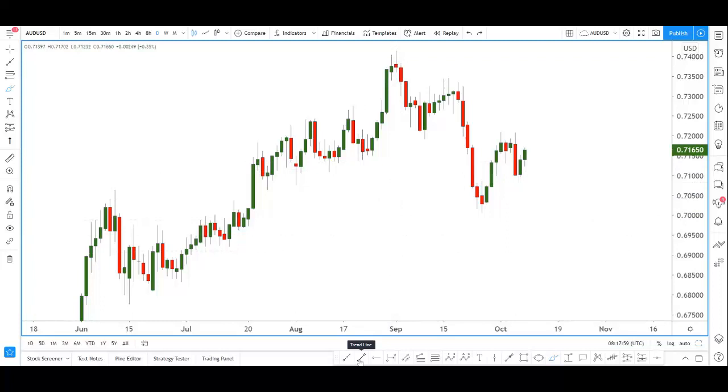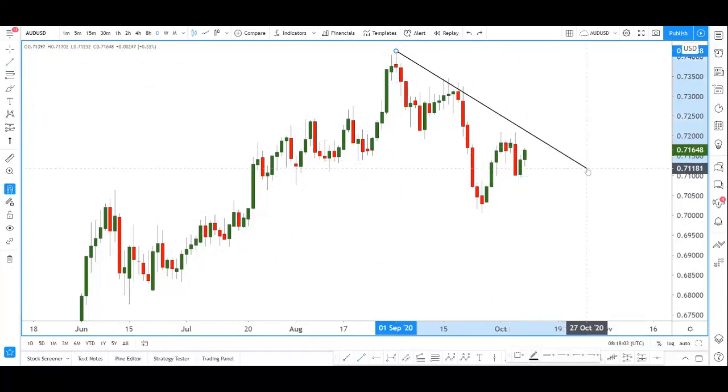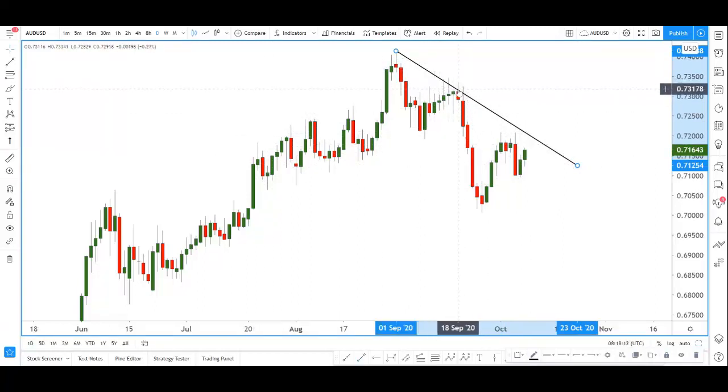Alright, so if price is in a downwards trend, we can actually connect the highs. You try to touch as many candles as possible, but not cutting the candle bodies. It's okay to cut the candle wick or the shadow, because then on the lower time frame we can just adjust the trend line accordingly. So I've drawn a trend line.